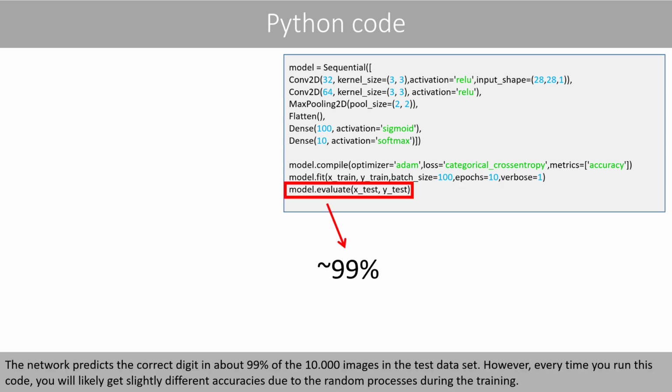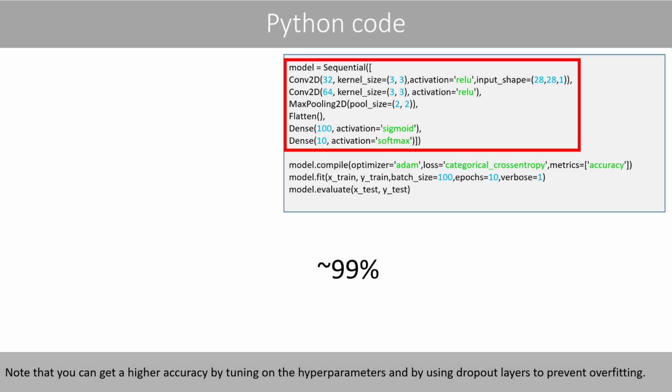The network predicts the correct digit in about 99% of the 10,000 images in the test dataset. However, every time you run this code, you will likely get slightly different accuracies due to the random processes during the training. Note that you can get even higher accuracy by tuning the hyperparameters and by using dropout layers to prevent overfitting.